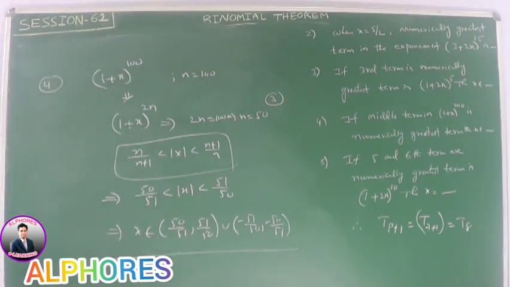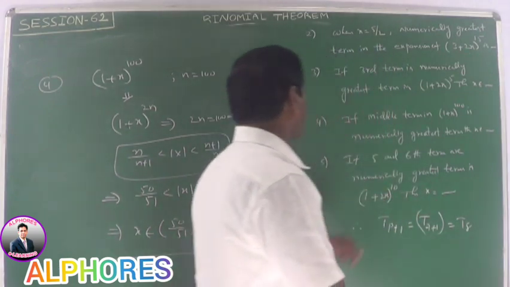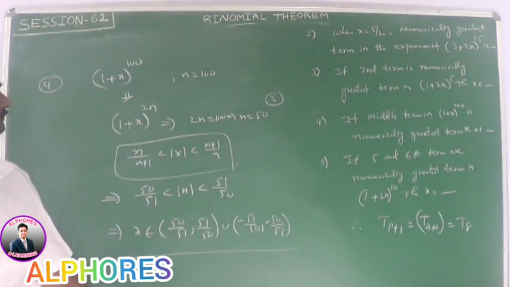Next, the fifth one. If the 5th and 6th terms are numerically greatest terms in (1 plus 2x) whole power 10.